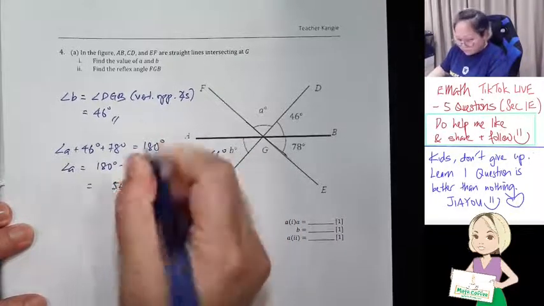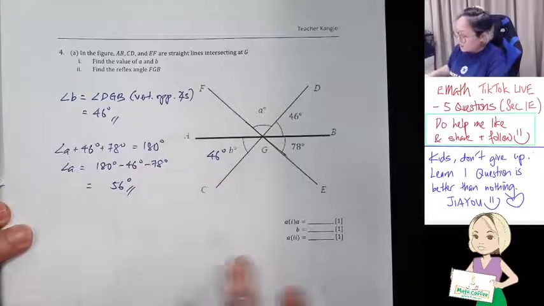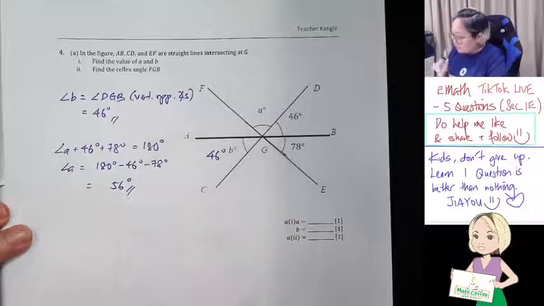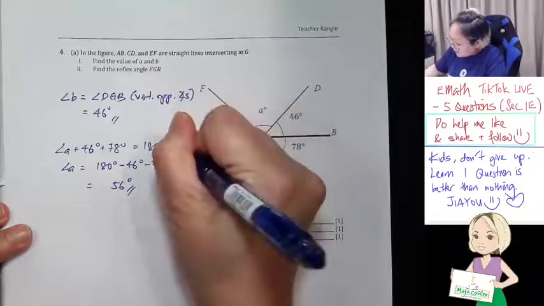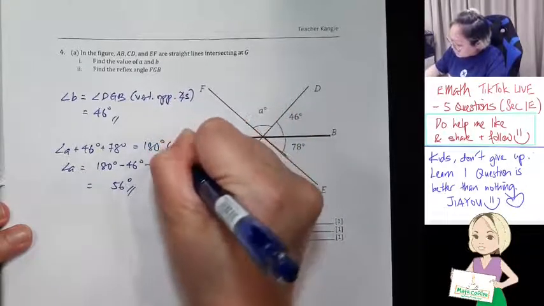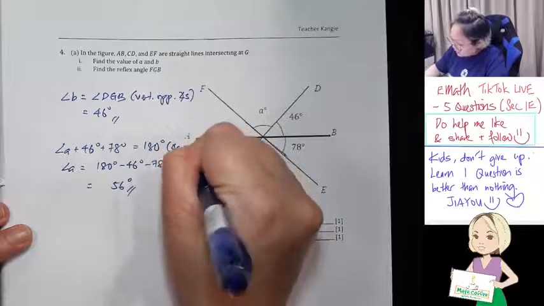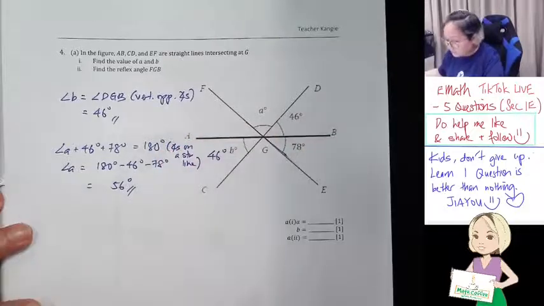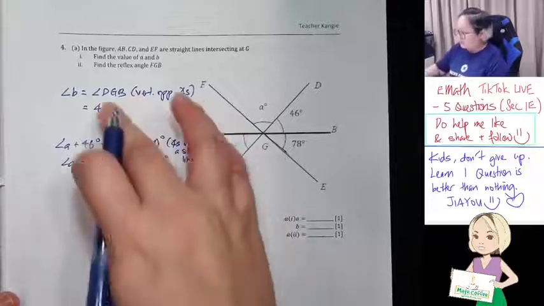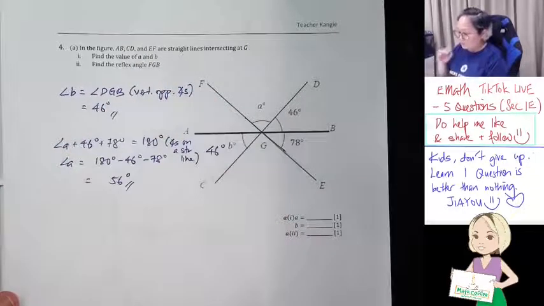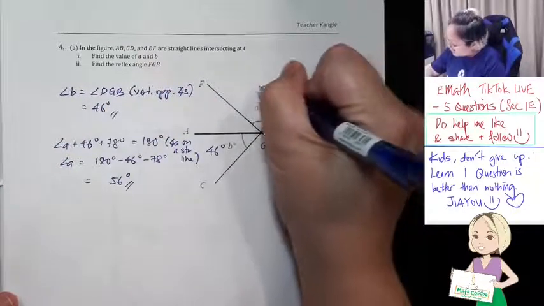Okay, so it will be equals to 56 degree. Next, I forgot one thing. I forgot to put the reason. So I have to put here this line here, angles on a straight line. Okay, so we are done with A, we are done with B. Next is update. This is 56 degree.